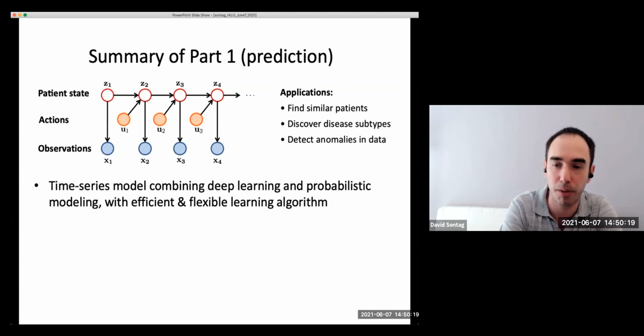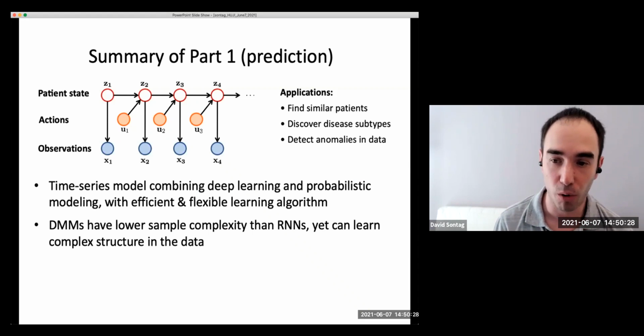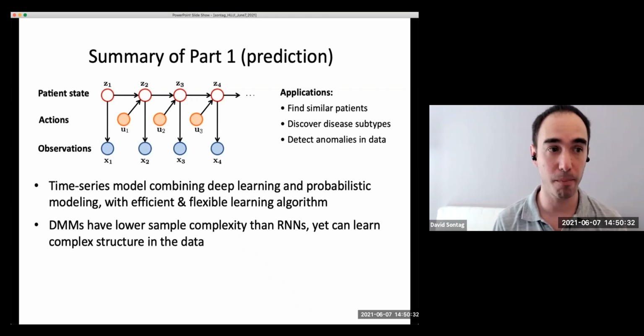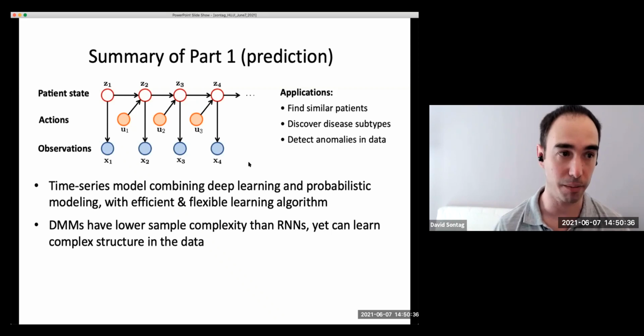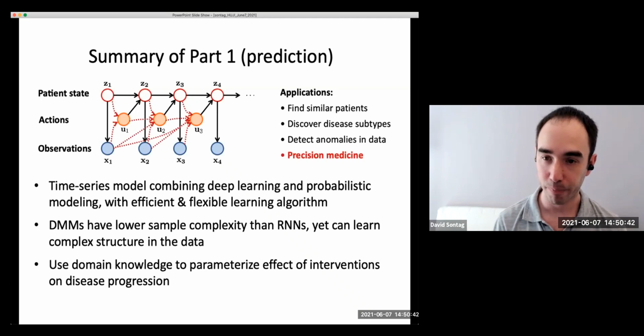So in summary from this first part of the talk, I gave you a time series model. I argued that deep Markov models have much lower sample complexity, and that's one of the main reasons to want to use them, in addition to many of the other advantages, such as the ability to deal with missing data elegantly by marginalization. And I showed you how we use domain knowledge to parameterize effective interventions.